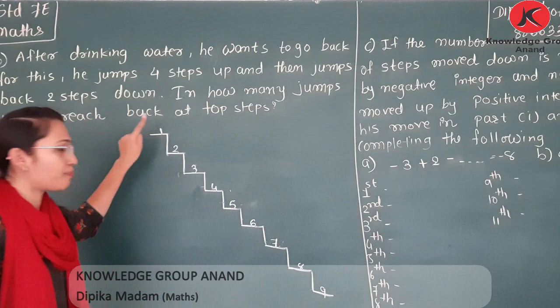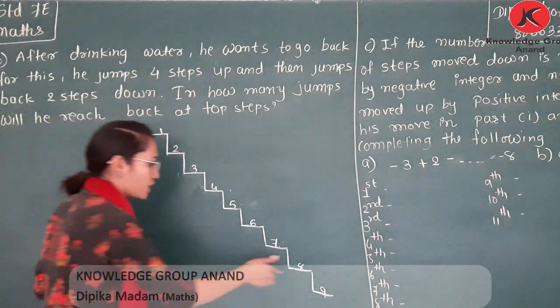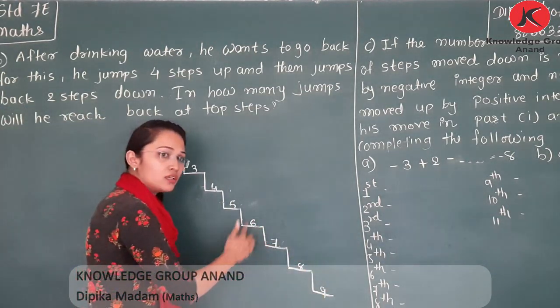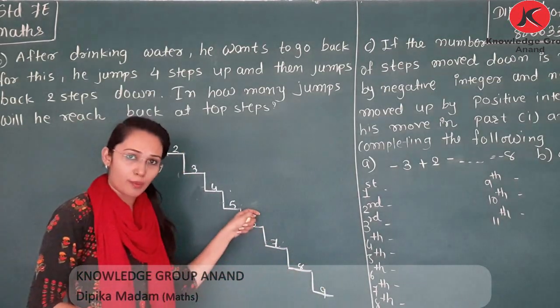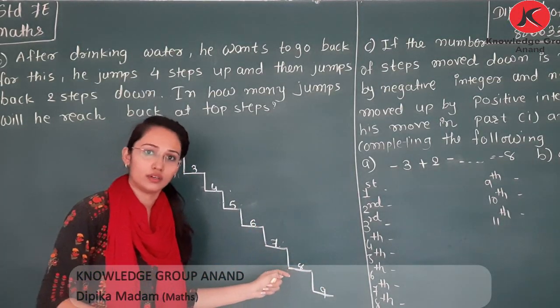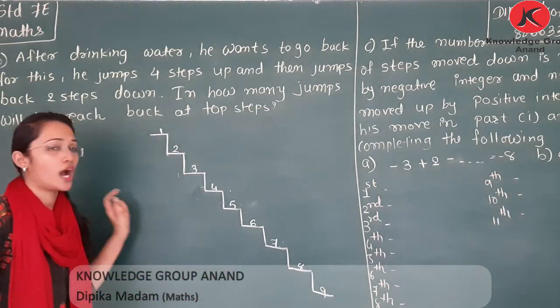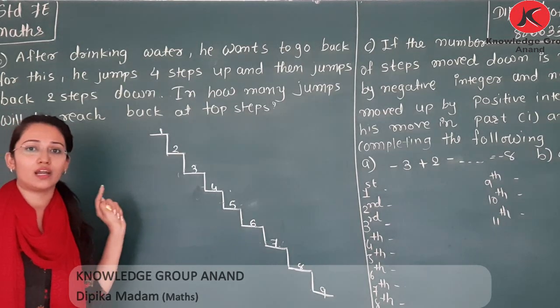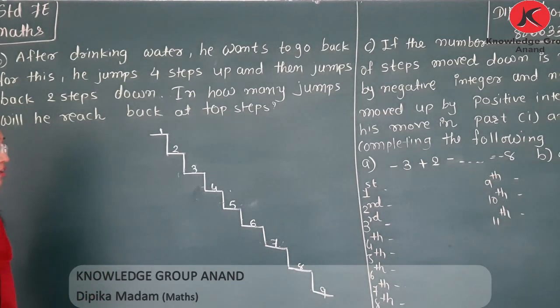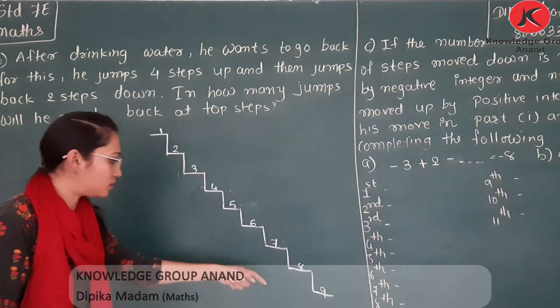હવે એને first step પર જવું છે તો એ કેવી રીતે jump લે છે? First 4 step up and then 2 step down, and you need to count how many jumps will he take to reach at the first step. Kitla jumps lesse. Again we need to perform the same method but from the water level.